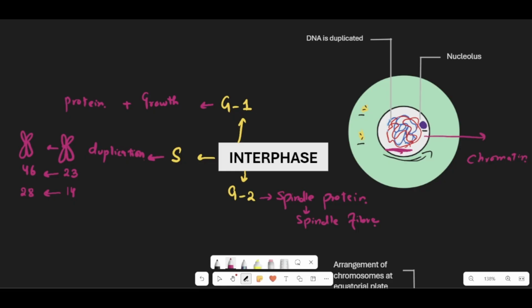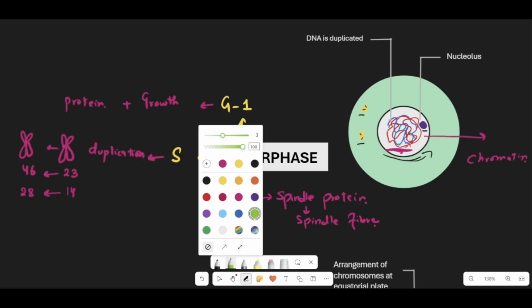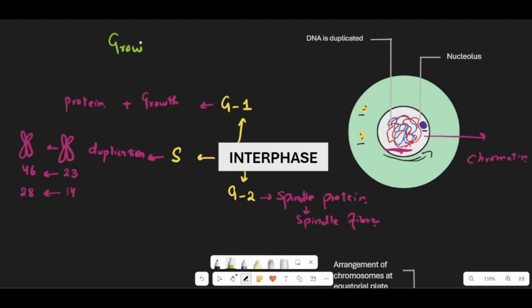So we have no visible chromosomes right now. So just remember interphase with key terms of growth, DNA duplication, and preparation for the synthesis of spindle fibers. Okay, once you understand these three terms, growth, copying the genetic material, and the preparation for the next stages, you will be easily able to remember the key stages of interphase.